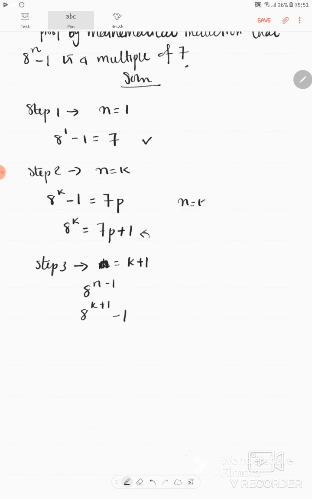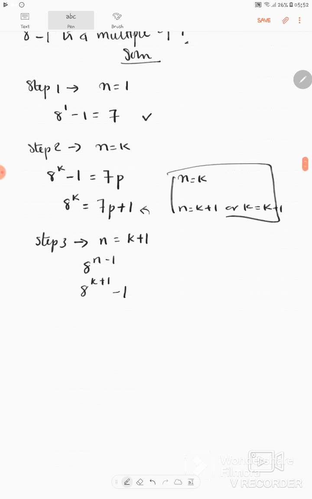So as you know that n equals k, therefore n equals k plus 1, they are still all the same thing. Let's not forget it. Anywhere you see k, anywhere you see n, you put k plus 1. Now we have 8 raised to power k plus 1 minus 1. Now let's use the law of indices to separate. That will be 8 raised to power k times 8 minus 1.